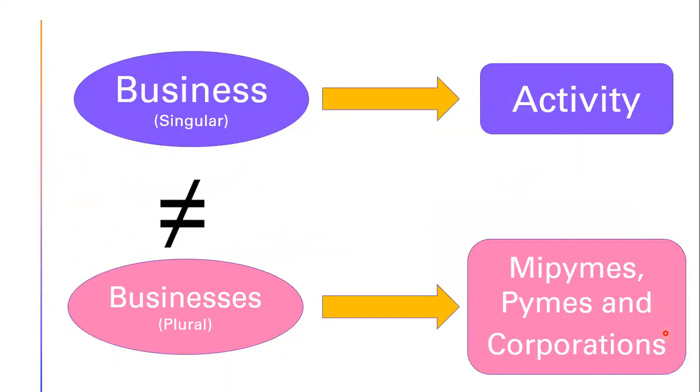So remember I told you I will repeat the difference between business and businesses? So if we go to the left here, we can tell that they are not the same. You know this symbol here, right? So business and businesses are not the same. Not only because business is in singular and businesses in plural, but let's go to the right. When we talk about business in singular, we're talking about the activity. So what kind of business do you have? Oh, I have like a food business or art business. When we're talking about plural businesses, when we use it like this, we're talking about MIPYMES, PYMES, and corporations. That's simple.